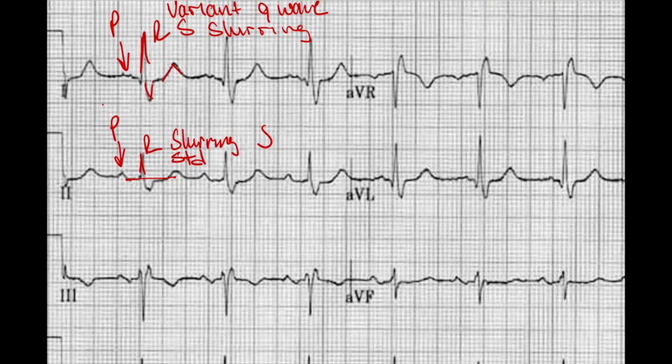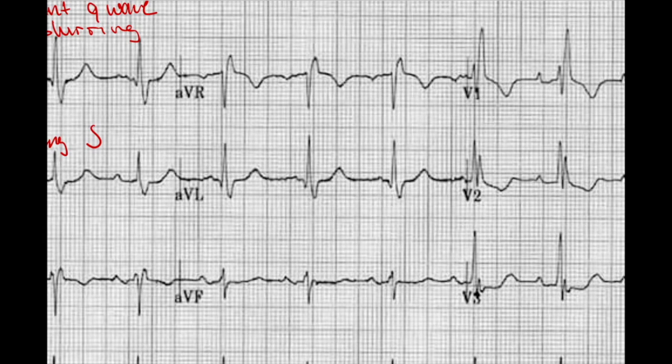In lead 3, we know that the P wave should be upright, but it seems that we have a biphasic P wave. We know that lead 3 can be a predominantly negative deflection. That's not too concerning. The QRS complex looks relatively fine. There's no ST elevation or depression at the J point. But what is slightly concerning is this inverted T wave.